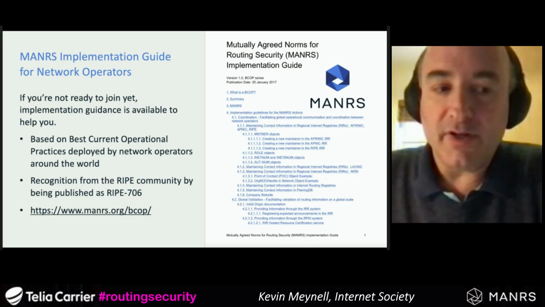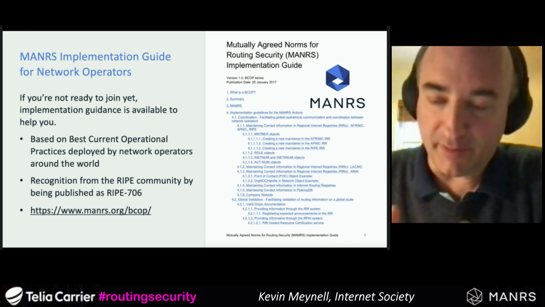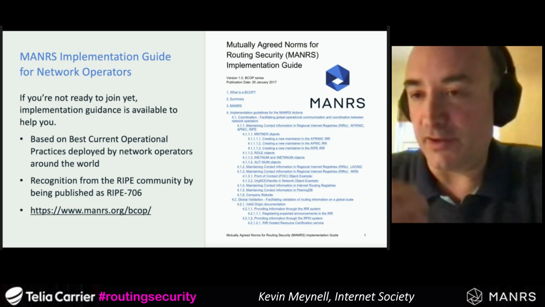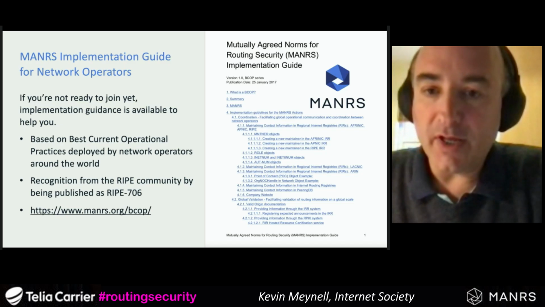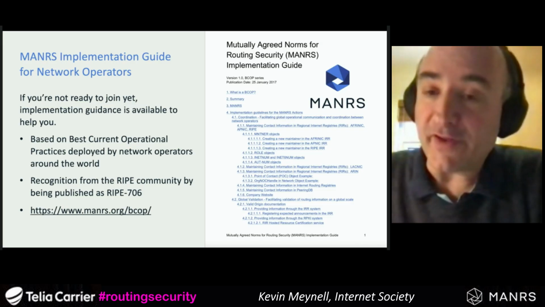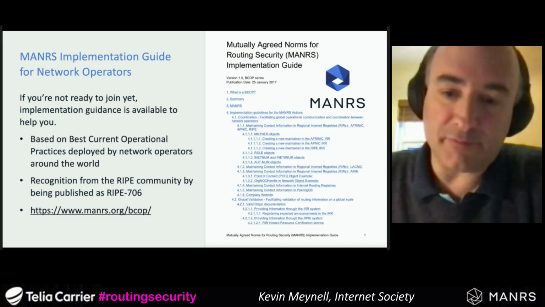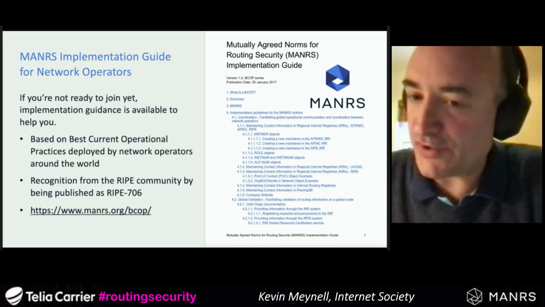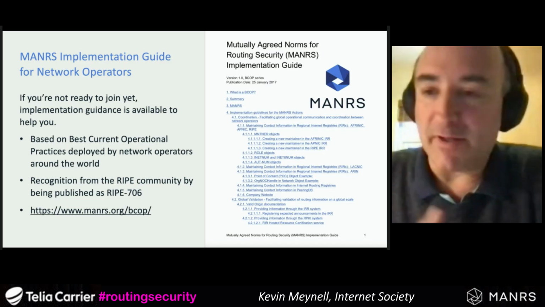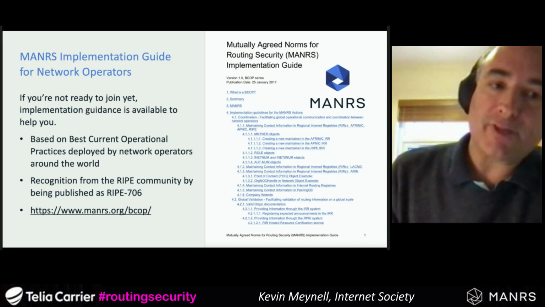This is based on best operational practices developed by network operators around the world, and it actually has recognition from the RIPE community as RIPE 706. So again, it's a good source of information. We're just in the process of updating it at the moment, to make sure it's all up to date. One thing we needed to add was the LACNIC IRR configuration examples, and there are a few other things, but it's still quite a good source of information.